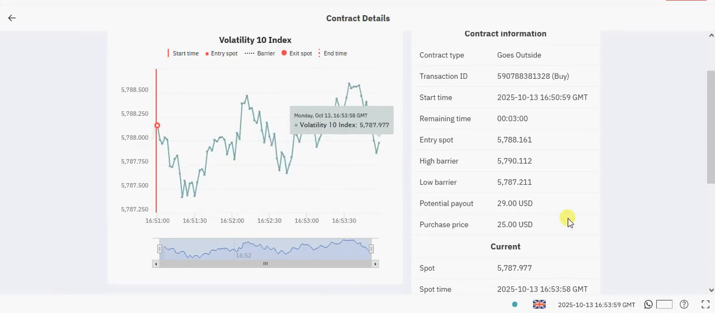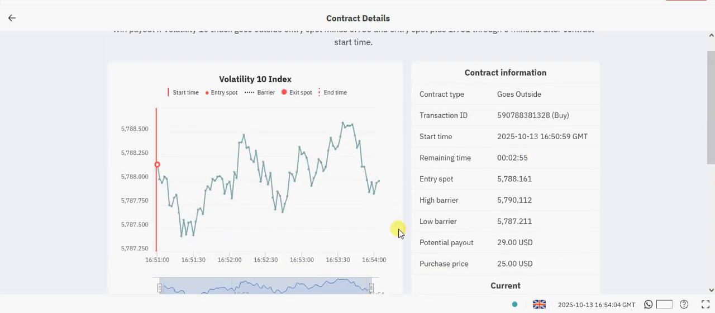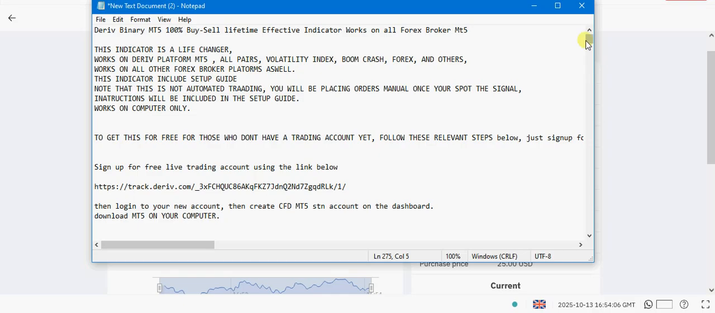So our barrier isn't visible yet, but we still have about 3 minutes.